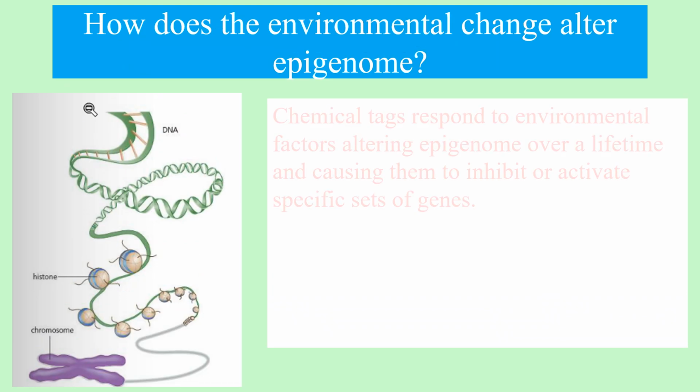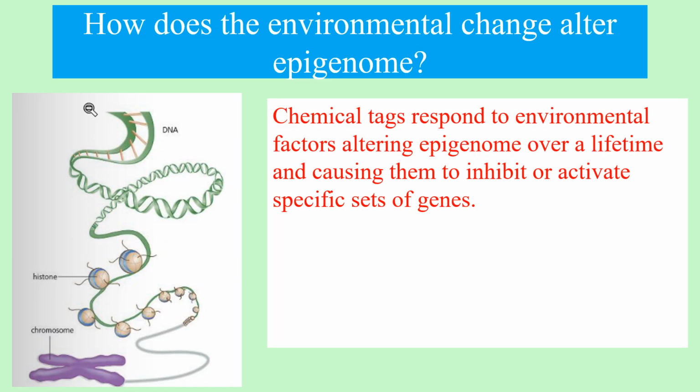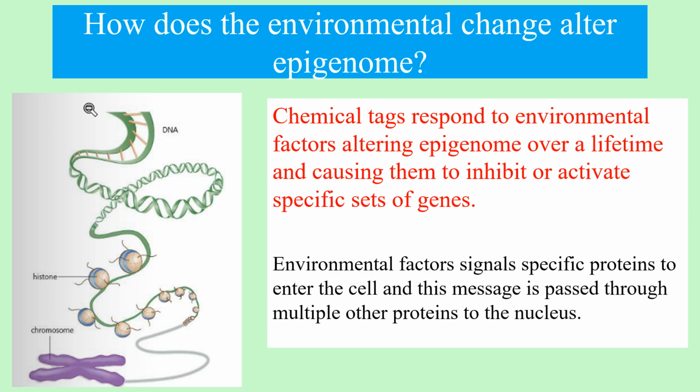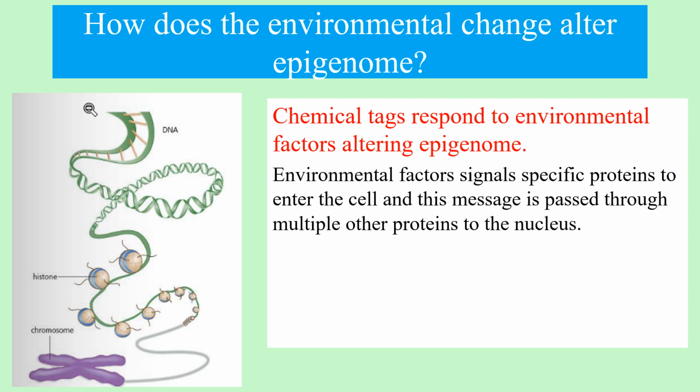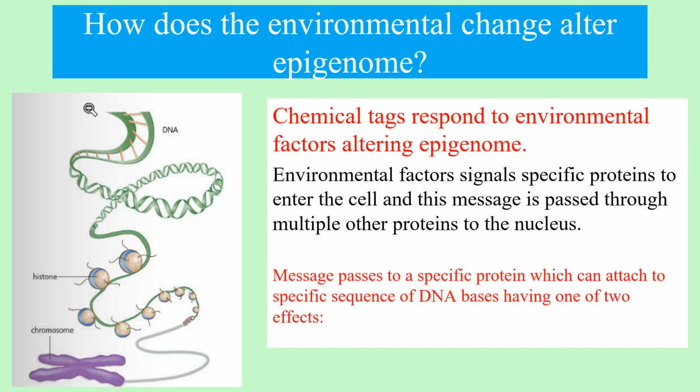Key bit here then, so chemical tags respond to the environmental factors, altering the epigenome over a lifetime, causing them to inhibit or activate specific sets of genes. And environmental factors can signal and cause the changes to those tags. And basically, the environmental factors might cause specific proteins to enter the cell, and that might cause other proteins then to interfere, and this message gets passed through other proteins to the nucleus where it has this impact. And basically the message passes through specific proteins, which can then attach to specific DNA bases.